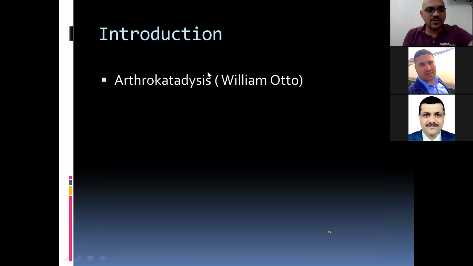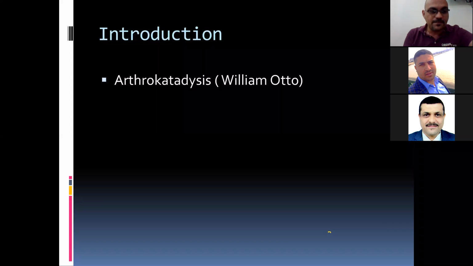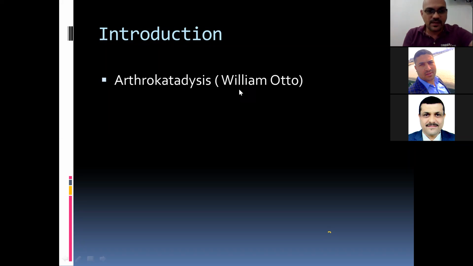As an introduction, protrusio acetabuli, also known as arthrokatadysis or Otto pelvis, is a deformity of the hip joint involving invasion of the lesser pelvis due to a medial acetabular wall defect associated with medial migration of the femoral head, as you see in the picture before. It was described by the German pathologist Otto in 1842.